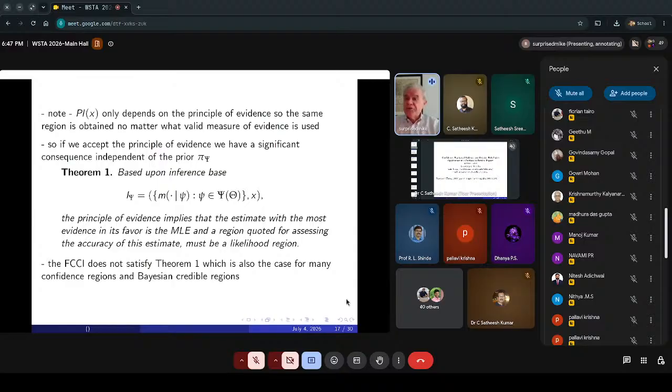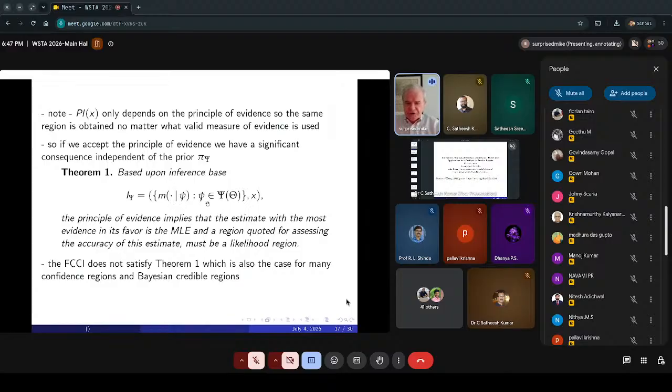I could use a Bayes factor. There are other measures of evidence. The plausible region is independent of any valid measure of evidence. And so I get the following theorem, which I call a theorem. It has a trivial proof, so it's not hard to prove, but I think its consequences are quite profound.